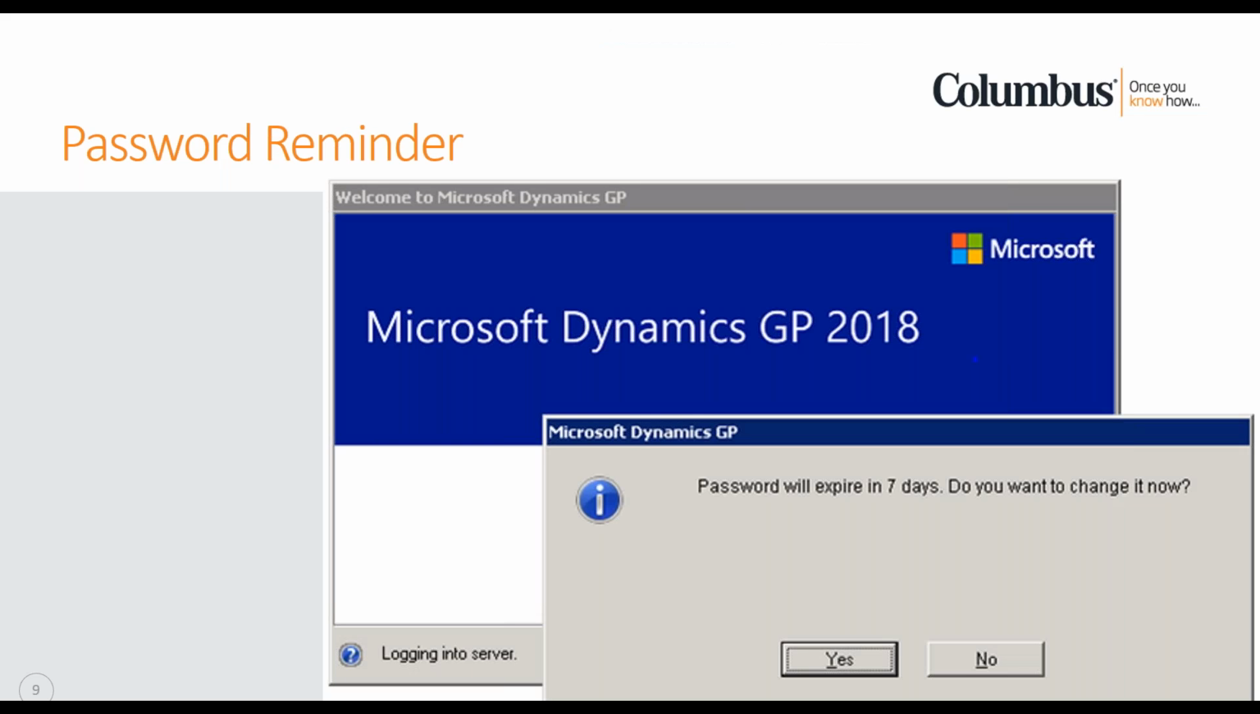And here's the little message that pops up. If you are using the password rules in GP, you'll have the little window that pops up that says, hey, in about 7 days you're going to have to change your password or it's going to expire. It gives you the ability to deal with that before it does in fact expire. So that's a nice little feature.